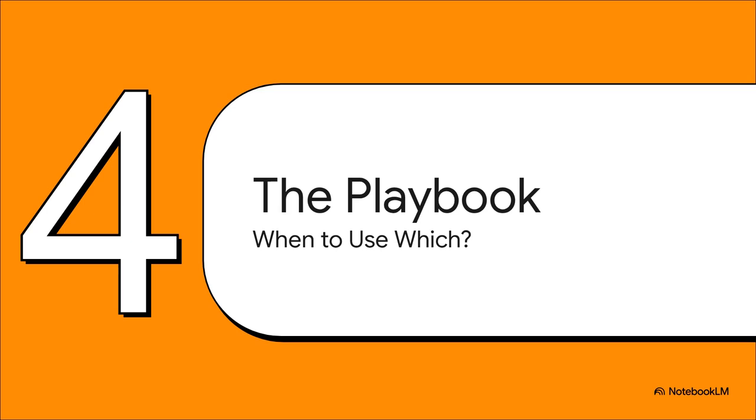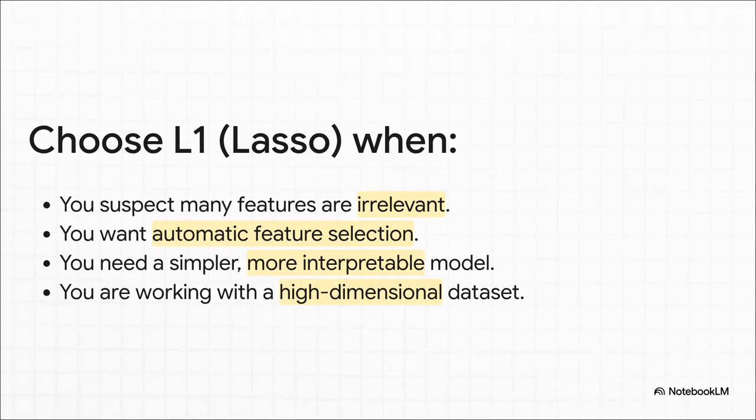Okay, so that covers the how, but the million-dollar question is when, right? When do you call in the strict editor and when do you need the team manager? Let's open up the playbook. You're going to want to reach for L1 when you have a ton of features. We're talking hundreds, maybe thousands, and you have a hunch that most of them are probably useless. L1 will clean house for you, giving you a much simpler and more interpretable model as a result.